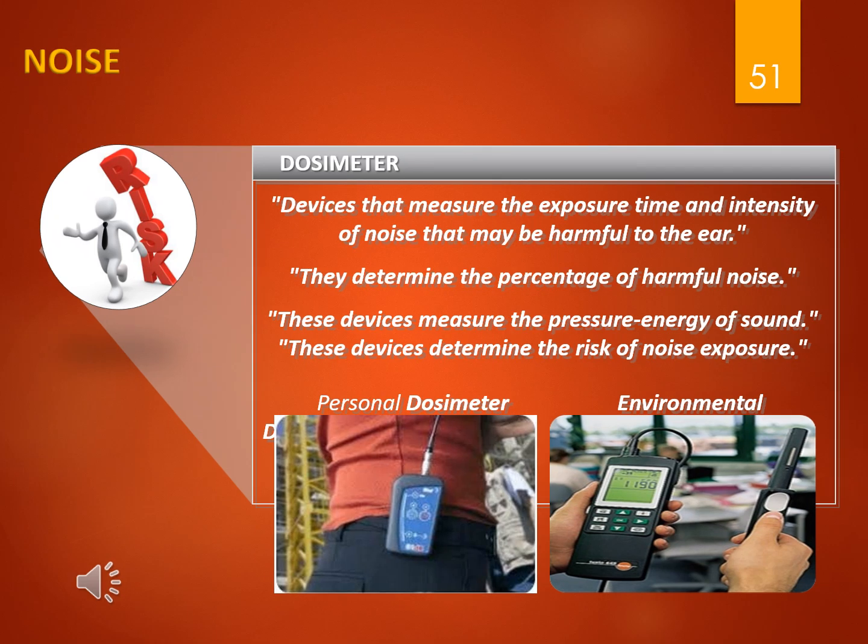Dosimeter. Devices that measure the exposure time and intensity of noise that may be harmful to the ear. They determine the percentage of harmful noise. These devices measure the pressure energy of sound. These devices determine the risk of noise exposure.